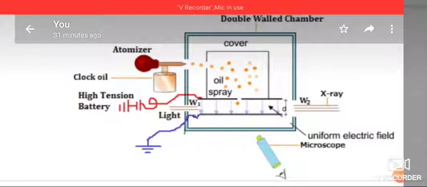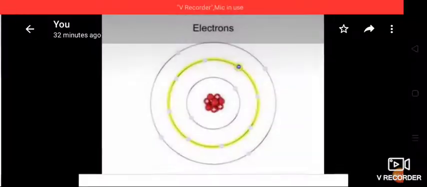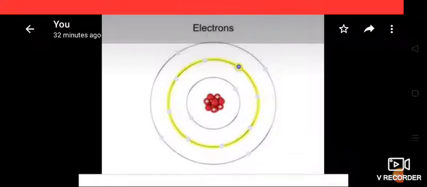So the e/m ratio was discovered by J.J. Thomson. The charge of the electron, 1.60 × 10^-19 coulomb, was discovered by R.A. Millikan. So this was the discovery, through experiments carried out by the scientists, of the e/m ratio and the charge of an electron.